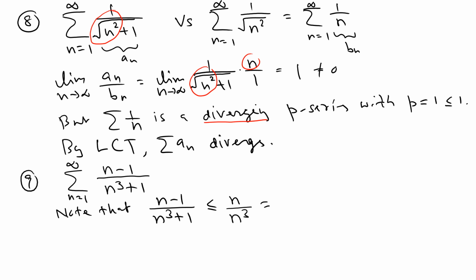But this one simplifies to 1 over n squared. That means it is a p series with p equal to 2, which converges. So the larger one converges. You can see that, and this is for n greater than or equal to 1.